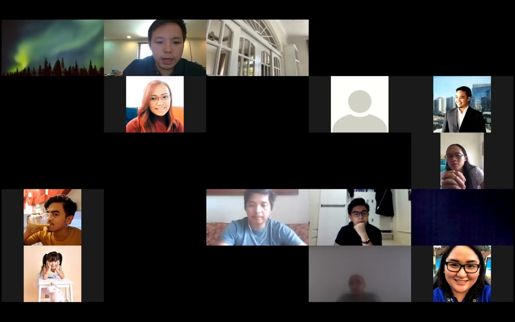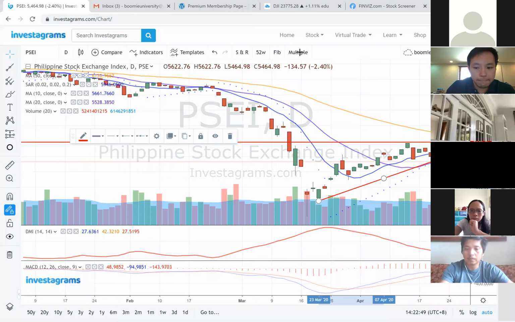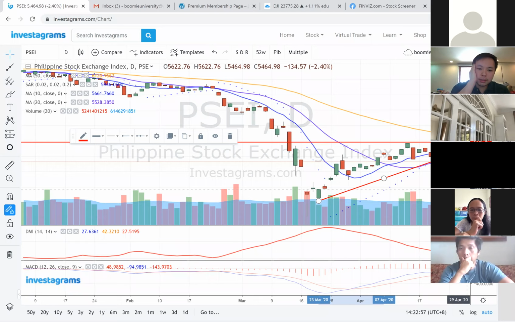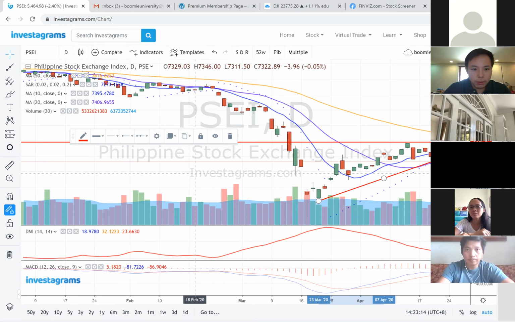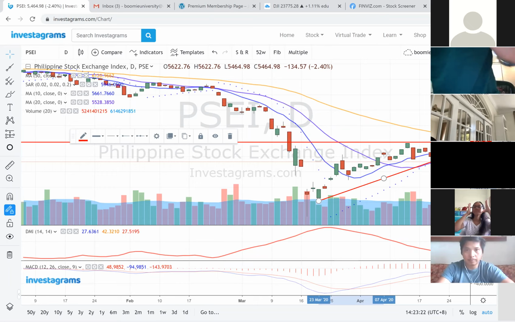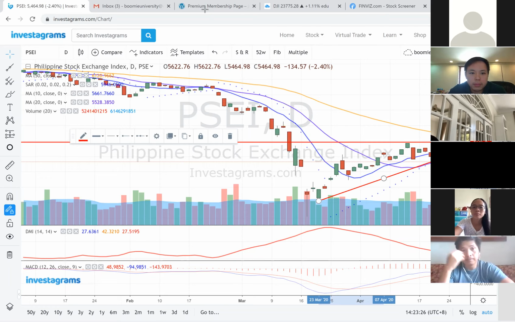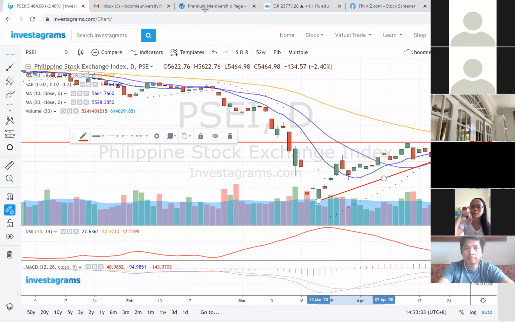Yes, Boomie, you mentioned if you are looking for long term, you can buy now. What if it is short term or mid term lang? Is it the right time to buy na rin or hindi pa? Yung question is very, very hard to answer kasi what is midterm? What is short? What is a midterm for you? 2 months, 1 year, di ba? So yun lang. For the quick trader, is it good to buy now or still not?